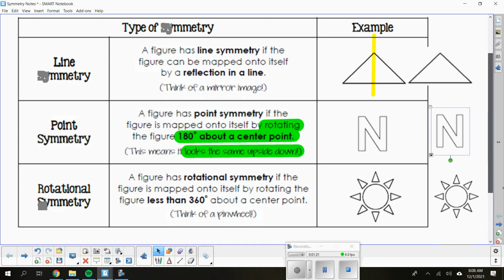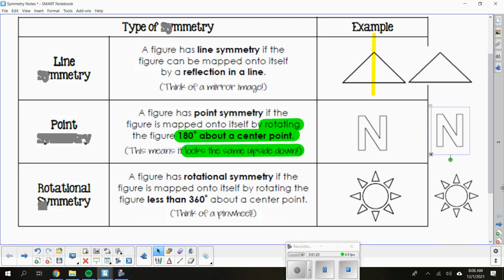Then the last type is rotational symmetry. This exists if a figure can be mapped onto itself by rotating it any amount less than 360 degrees. So at any point as I'm rotating my paper, if it looks the exact same as what it looked like originally, then I can say it has rotational symmetry.